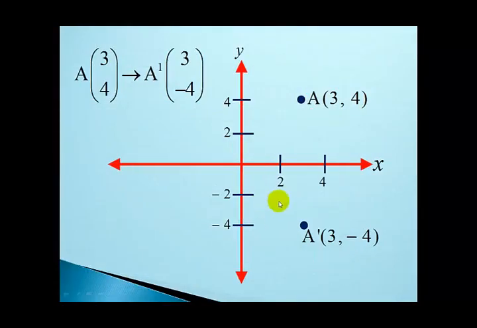Now when we go to the graph, A(3, 4), the x-coordinate is 3 and the y-coordinate is 4. So on the x-axis we have 3 and on the y-axis we have 4. So this is the point for A(3, 4). After reflecting in the x-axis, the image A prime is (3, minus 4). 3 is the x-coordinate and minus 4 is the y-coordinate. So this is the point, and that is the image.